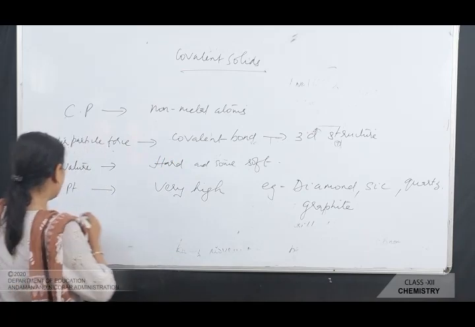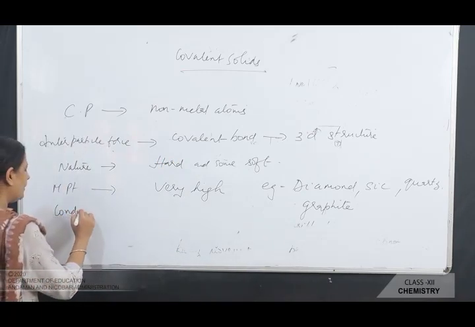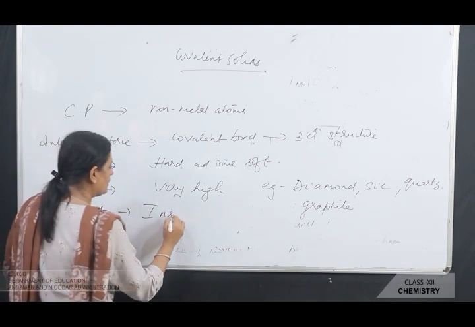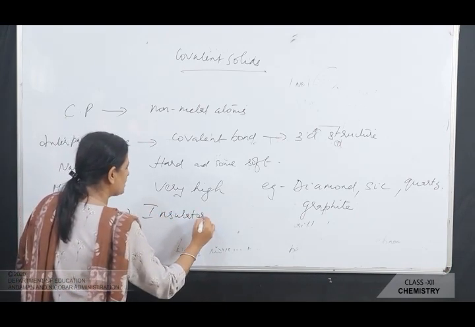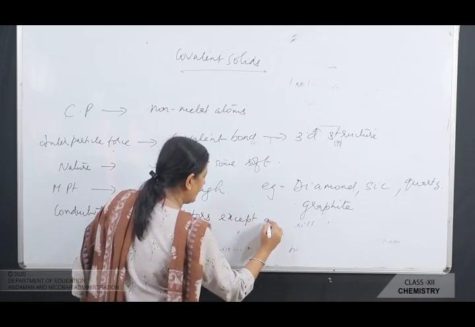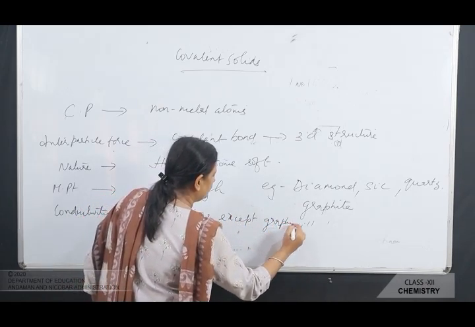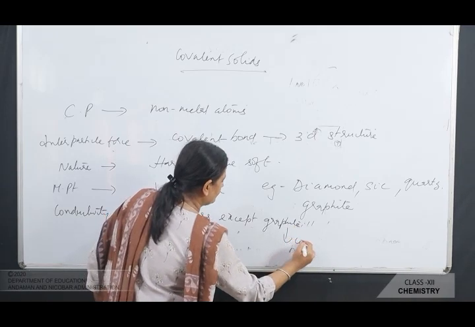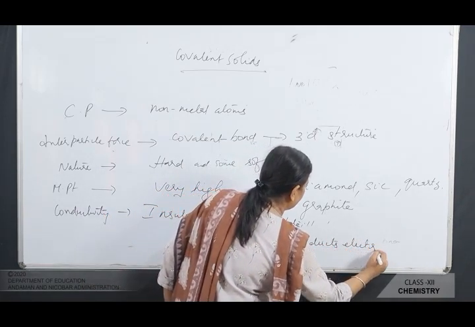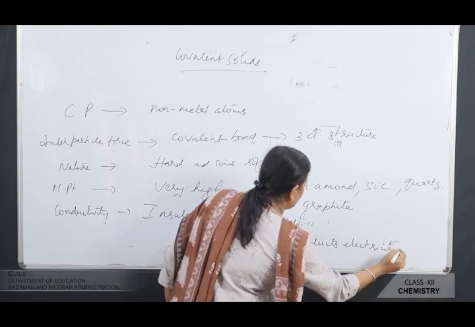Then conductivity. They are insulators. Mostly all are insulators, we can say, except graphite, which conducts electricity. Graphite conducts electricity. So is it clear? So this is known as covalent solids.